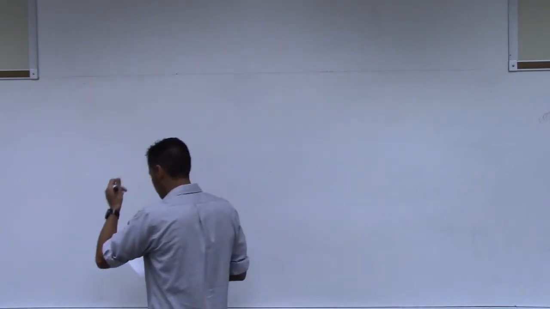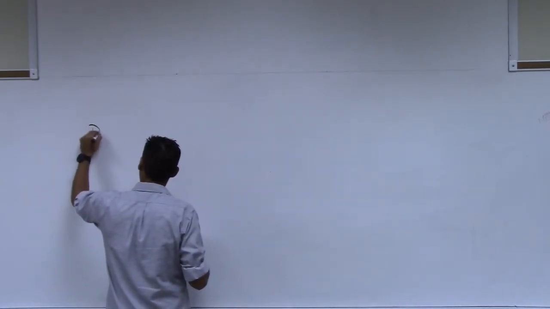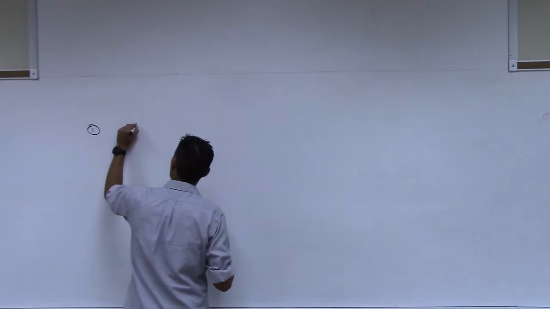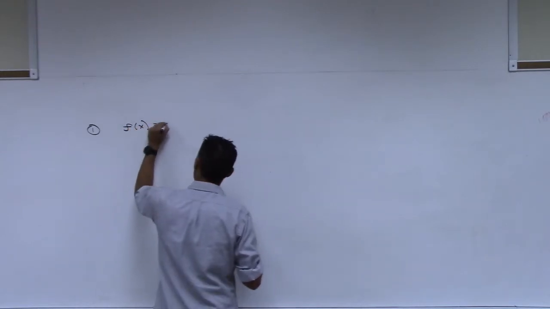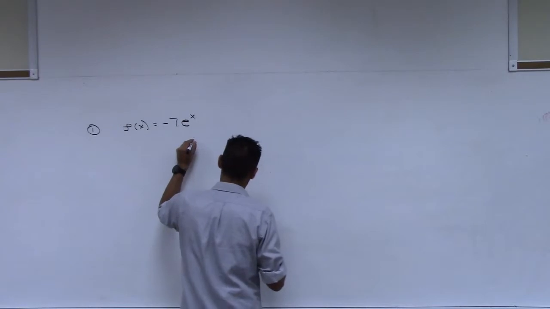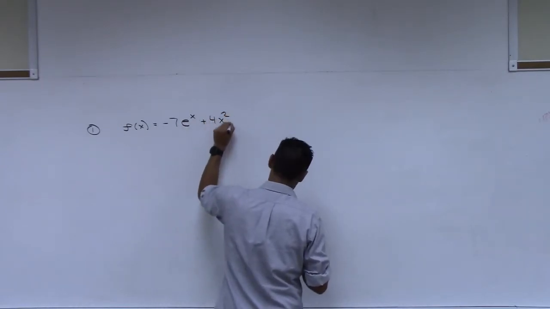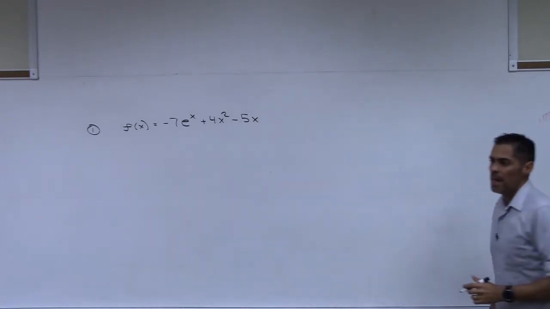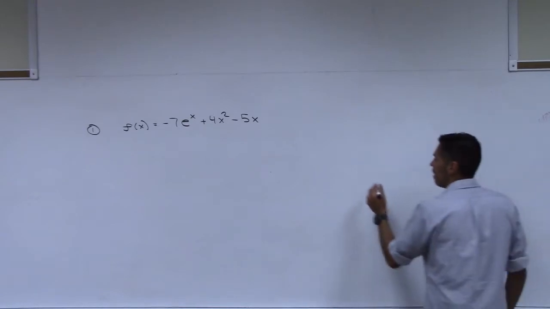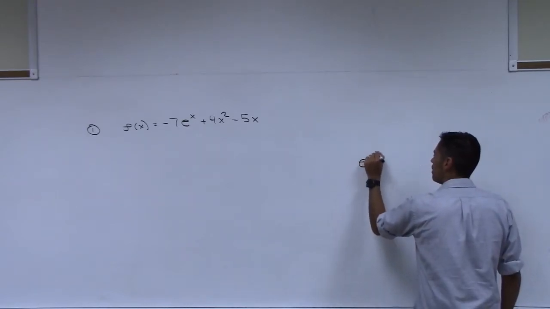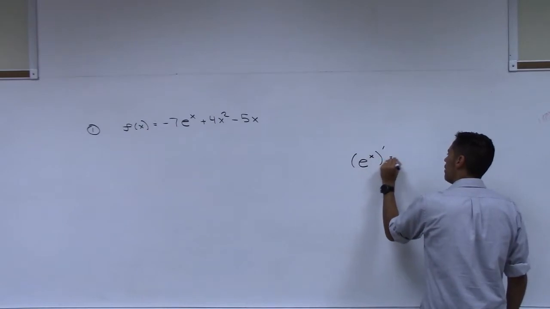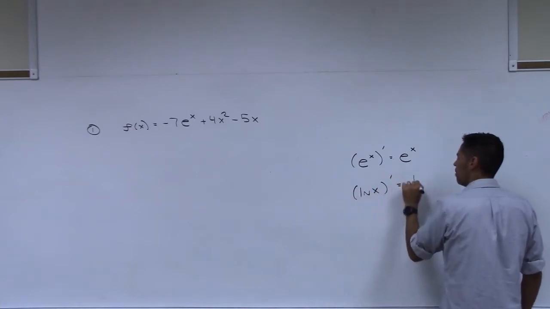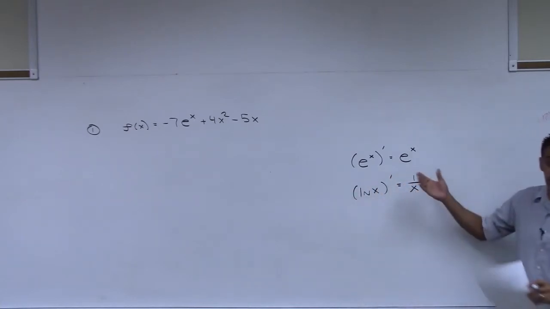Number one, you're just asked to find the derivative, right? We're given f of x equals negative 7e to the x plus 4x squared minus 5x. So the main thing to remember here is that from this section there were two derivatives that you needed to know. The derivative of e to the x was itself, and the derivative of the natural log of x was 1 over x. So hopefully that looks familiar to you.